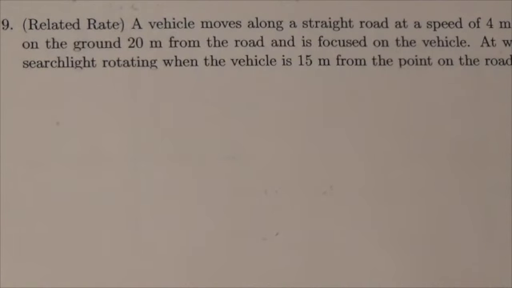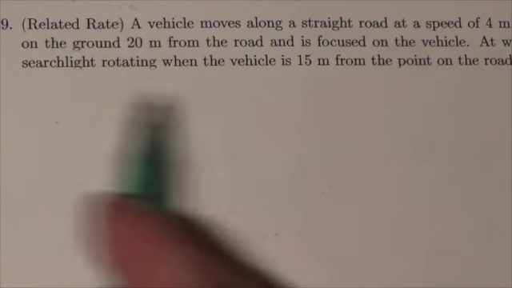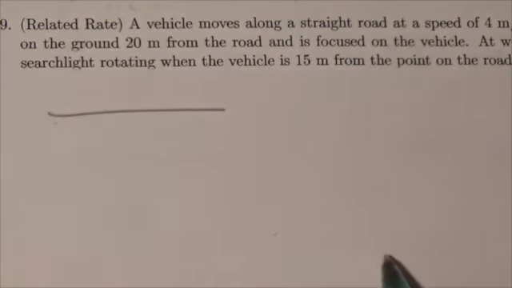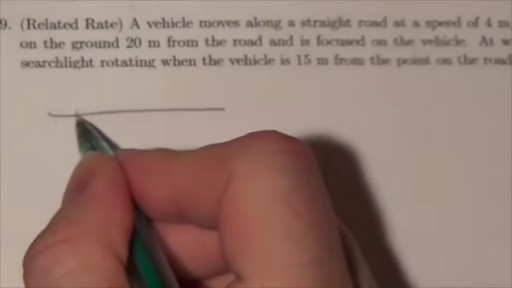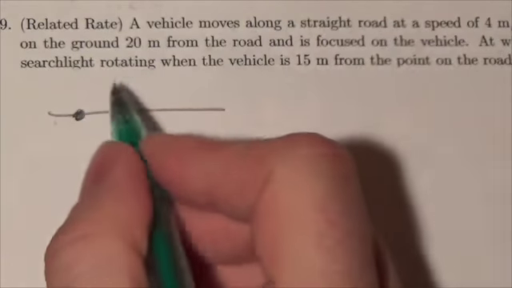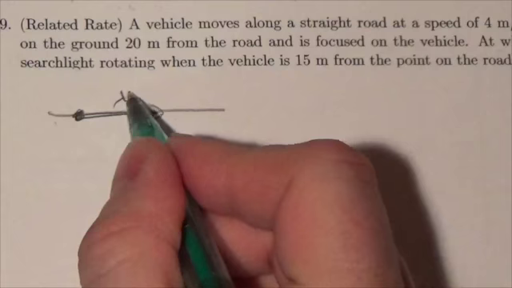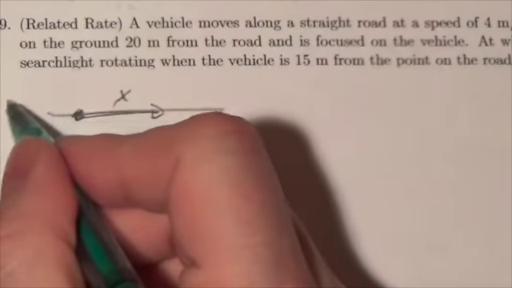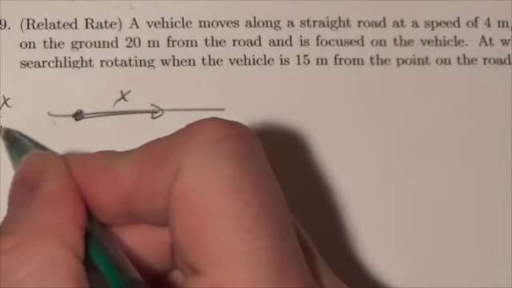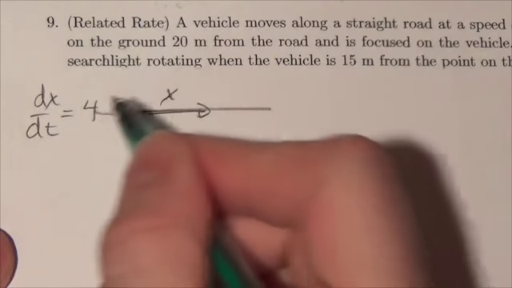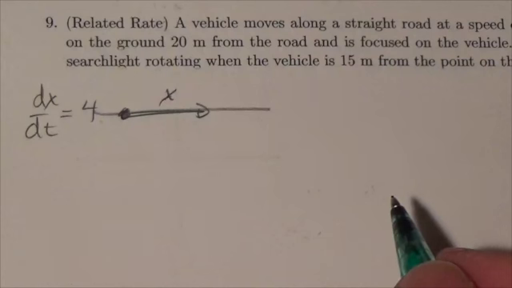All right, hi everybody. We're working through the trigonometry review for calculus here, and we're looking at a related rate problem. It says a vehicle moves along a straight road at a rate of 4 meters per second. So let's just say here's our reference point, and here's the vehicle moving. Let's call that variable x. What we know from this is that dx/dt, at 4 meters per second, is going to equal 4.